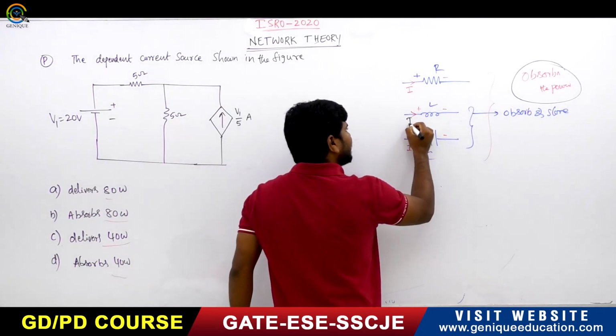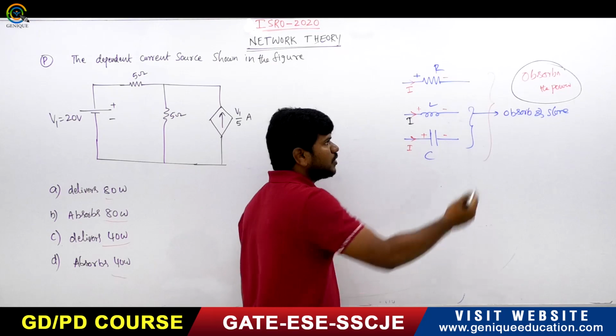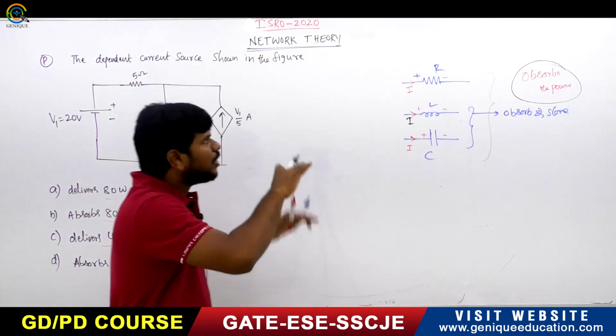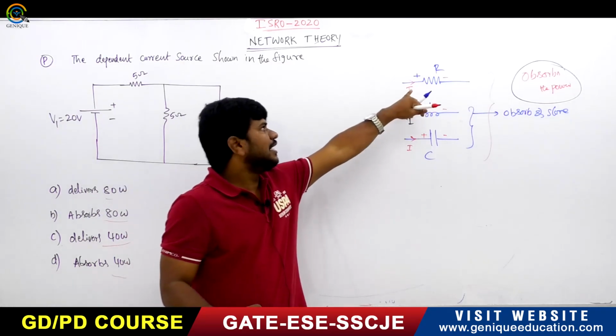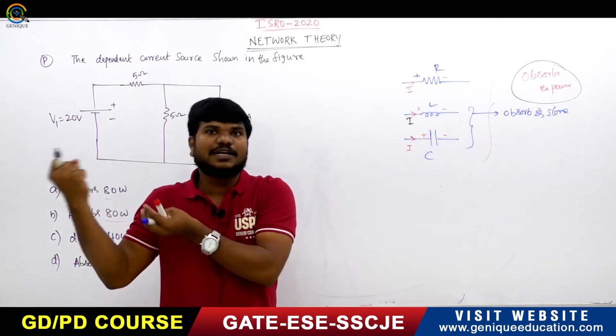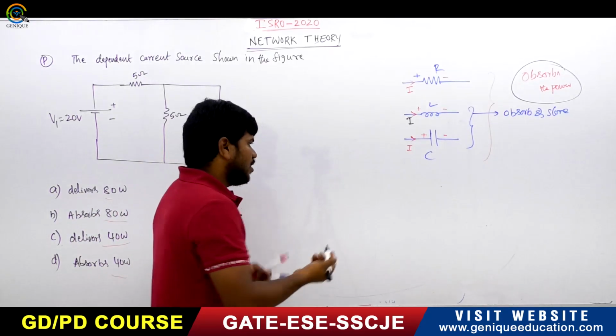So the current is entering the positive terminal and leaving the negative terminal, so it is absorbing the power. Like that only we will write the KVL. Wherever there is a resistor, we will take that as a drop. Right or not? Observe this.